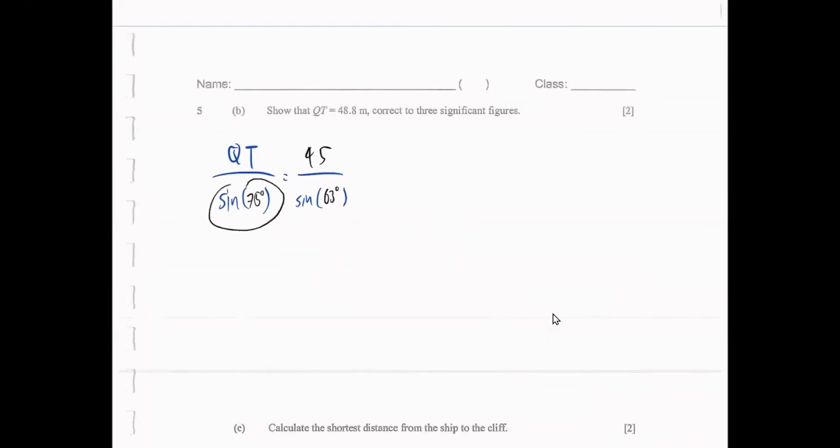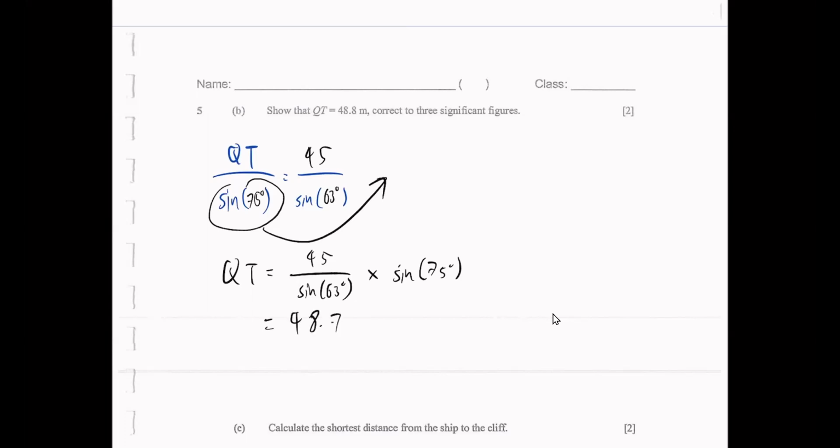Then you just have to bring the sine 75 over, and QT equals 45 over sine of 63 degrees multiplied by sine 75 degrees. Type in the calculator. Make sure your calculator is in what mode? Degree mode. If you use radian mode, die. 48.783. Then you'll get, to 3SF, 48.8 meters. Okay, good. So that is QT.